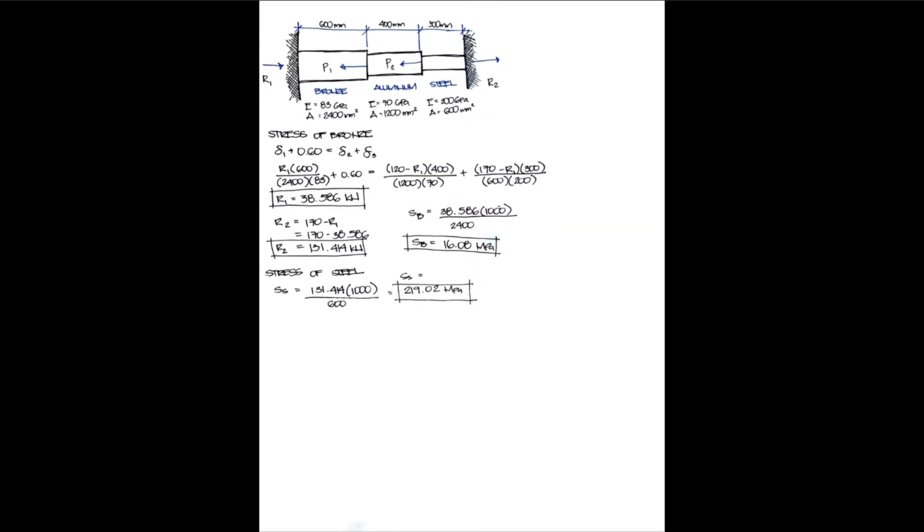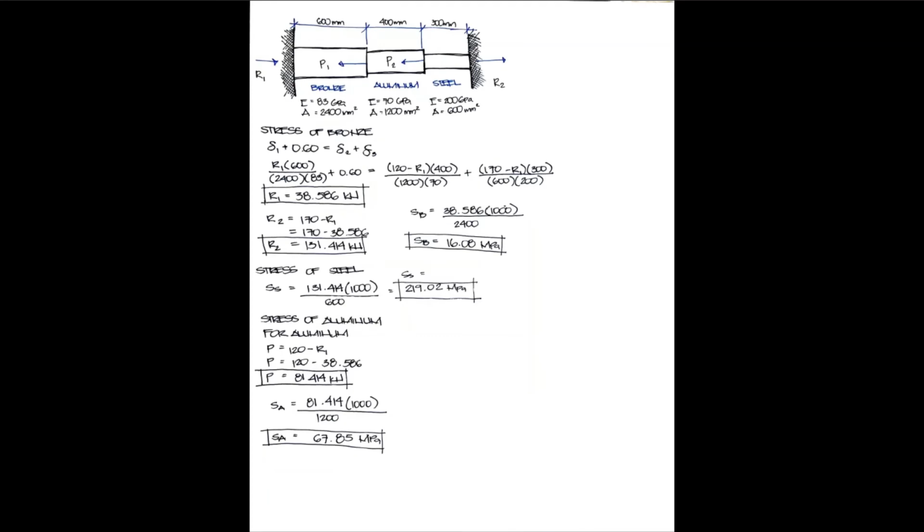For the stress of steel, we're computing for 131.414 multiplied by 1000 over 600. That yields the total stress of steel having 219.02 megapascals.